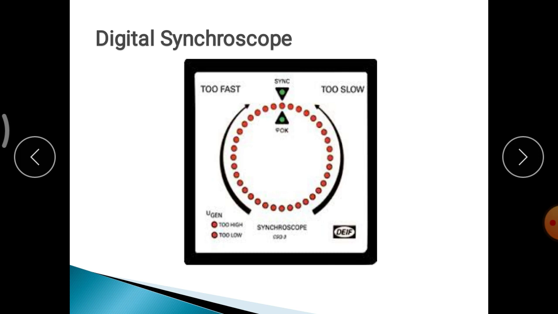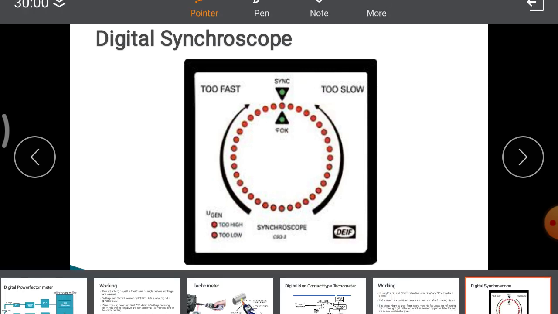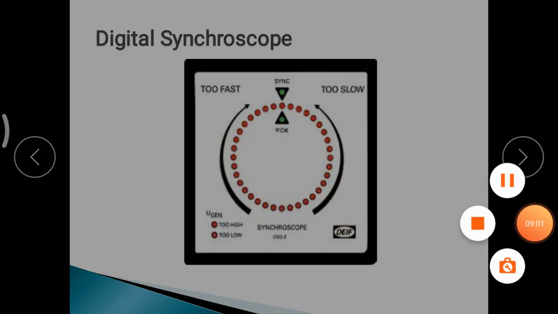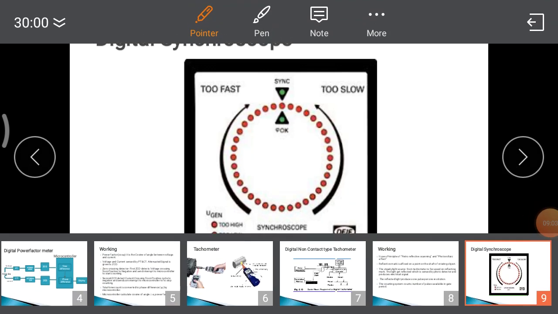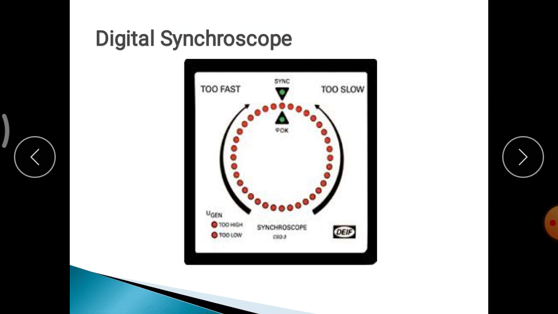If any frequency difference or phase difference is there, it is calculated by the microcontroller and sent to this display channel. So this is a display. See, these red ones are all LEDs. They work like this: assume that your generator frequency is more than your bus bar frequency, then the LED will start to move in the clockwise direction, like a pointer moving clockwise. At that time we understand that the generator frequency is higher than your bus bar frequency.